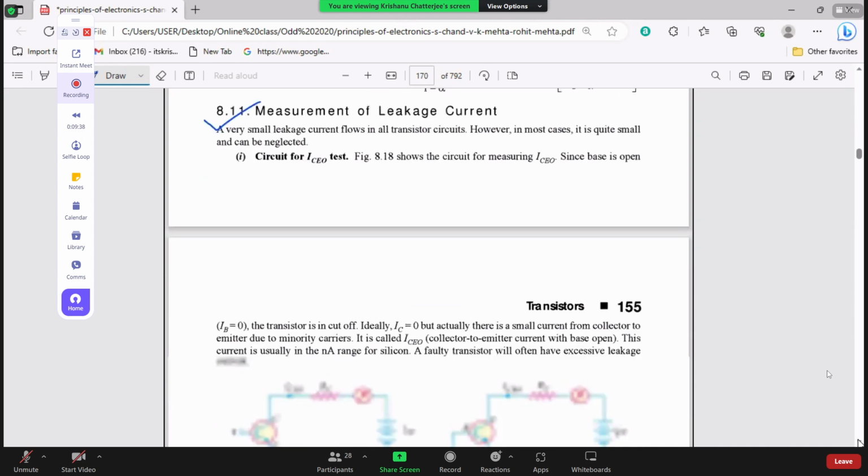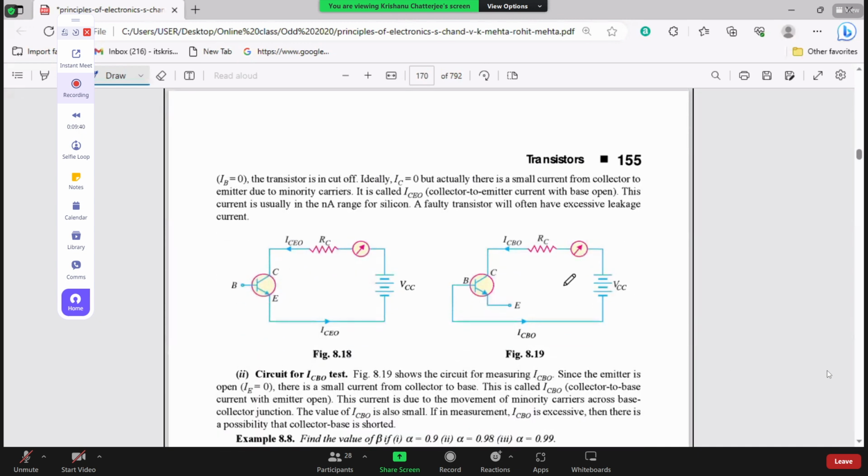How to measure the leakage current? The circuit is a simple circuit. This is the emitter open, the base collector junction. This is the CB mode. This is base open, emitter collector junction, the output circuit. So this is emitter common, the CE configuration. This is CB configuration. One RC is over there, one ammeter is over there. Obviously, this will be in the range of what?